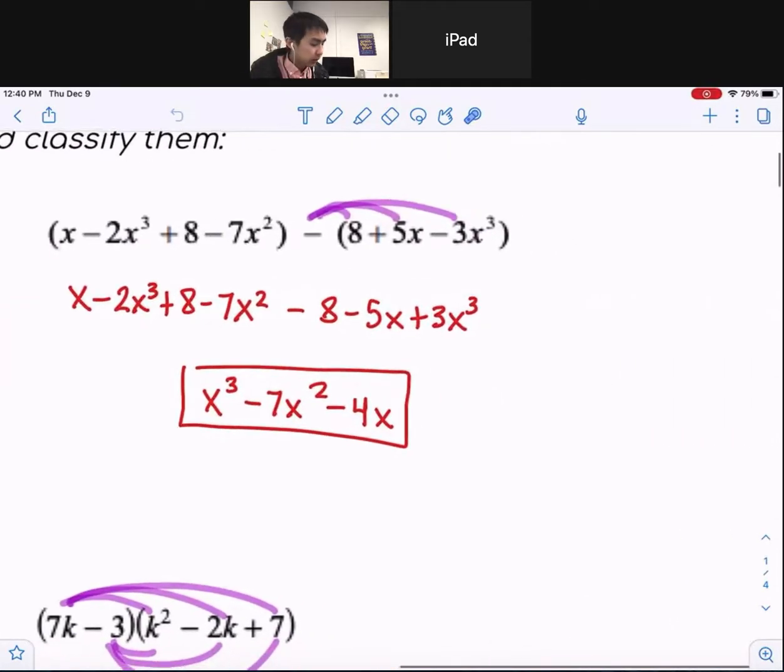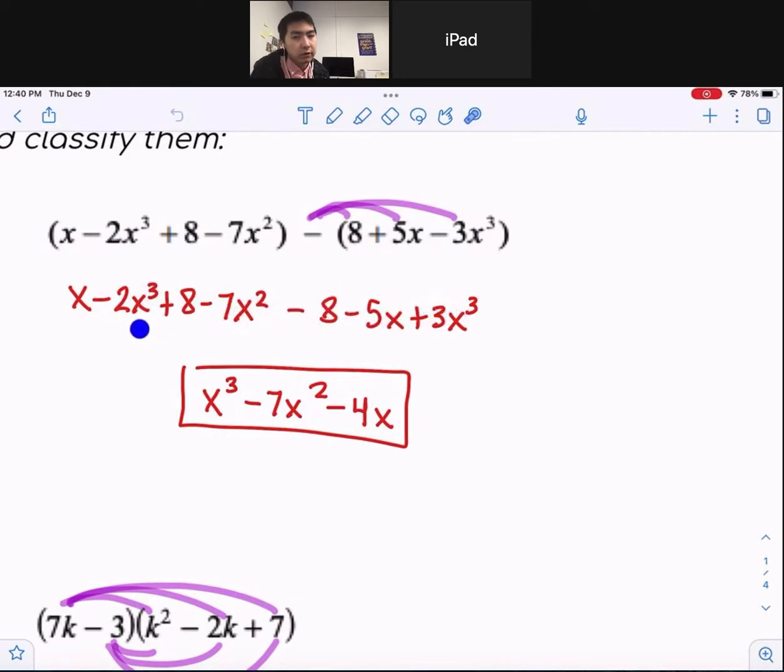For this one, you guys, there's a negative sign in between the parentheses, so you distribute the minus sign to all. So all of these signs, right? 8 changes to negative 8, 5 to negative 5, negative 3 to positive 3, right? And then this one, you just drop everything down. So you have this, and then you just combine like terms.